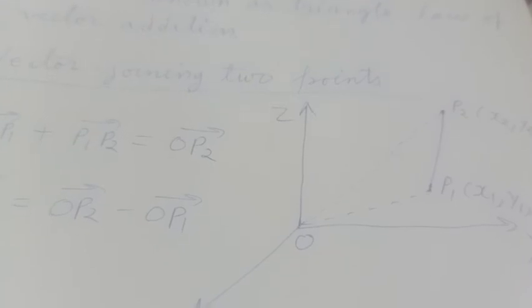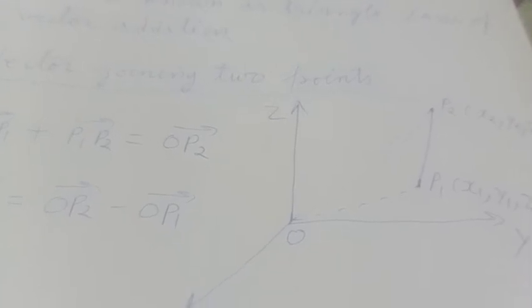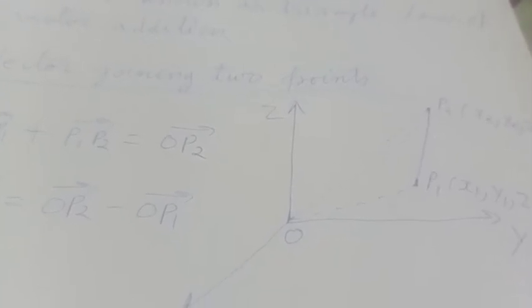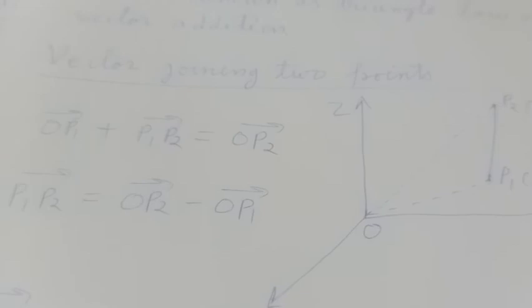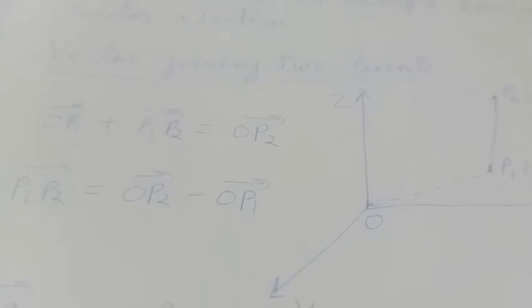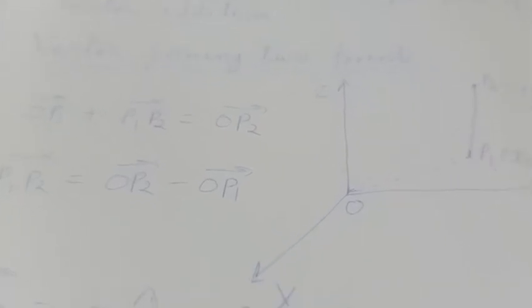Now next concept, the vector joining two points. Suppose we have two points P1 and P2. The coordinates of P1 are x1, y1, z1, and the coordinates of P2 are x2, y2, z2. And we have to find the value of vector P1P2 or P2P1. Here we are finding the value of vector P1P2. Now by triangle law we can say vector OA plus vector P1P2.